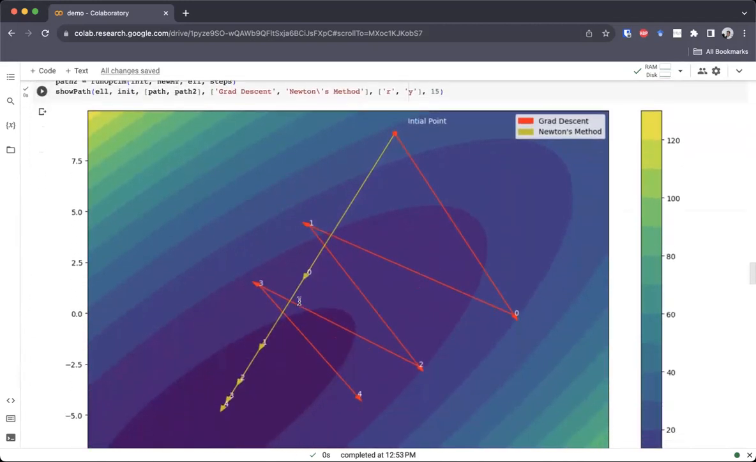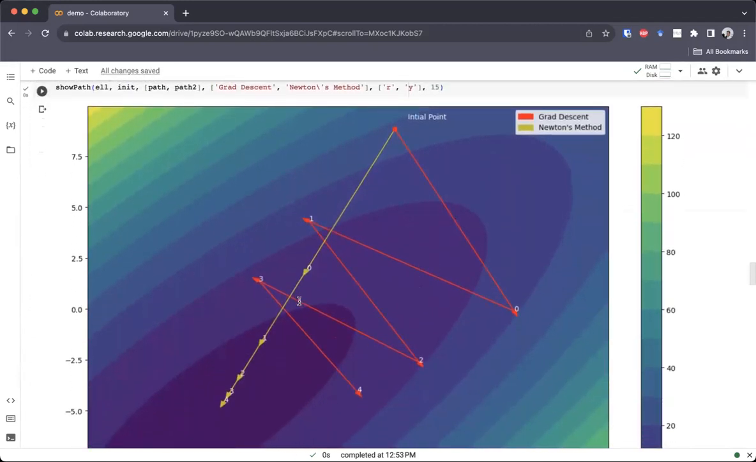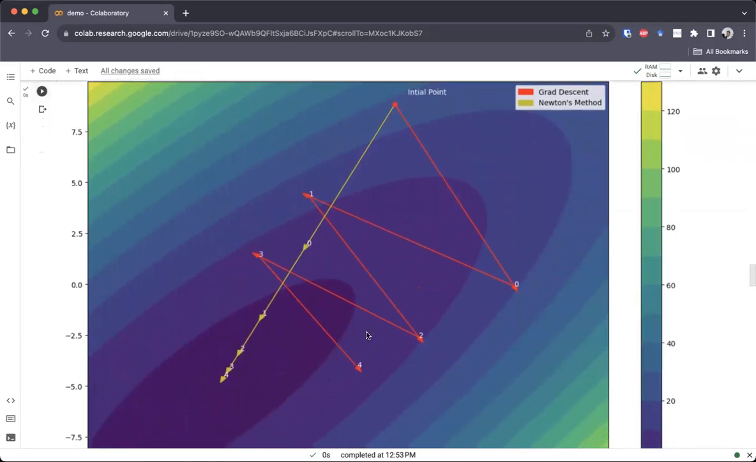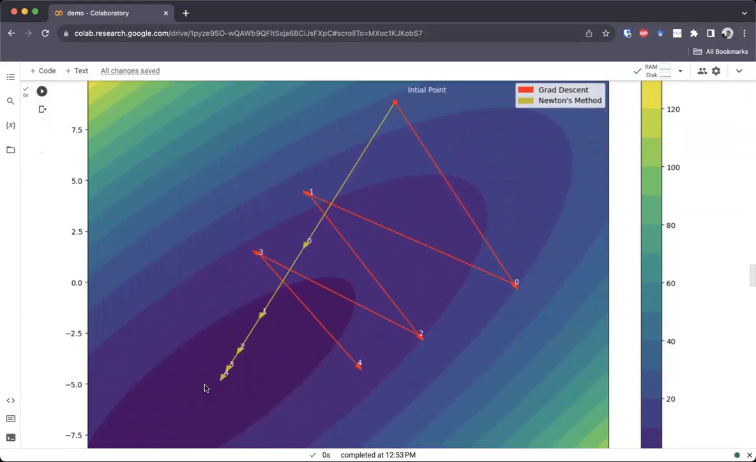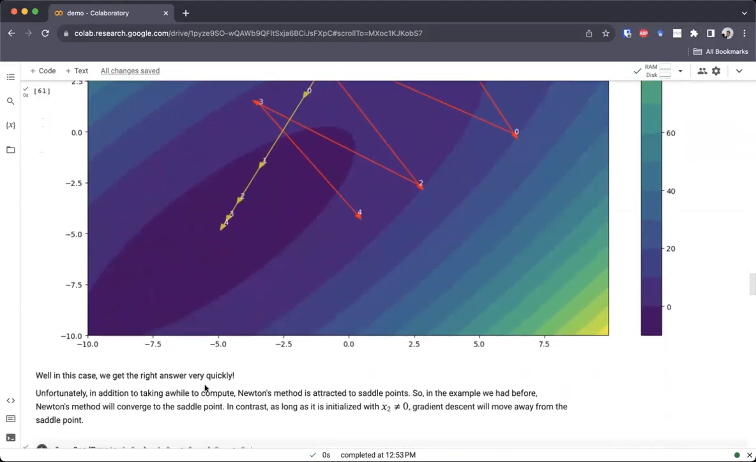In this case, it actually does. If we consider the same ellipse that we did previously, or elliptical function, gradient descent is still not doing particularly well. It's oscillating back and forth, but Newton's method is doing exactly what we want. It goes straight from the initial point to the optimal solution directly, because it has more information about the function. It knows more about it because it has the second derivatives, and it can just go straight to the optimal solution. But unfortunately, Newton's method also fails sometimes.